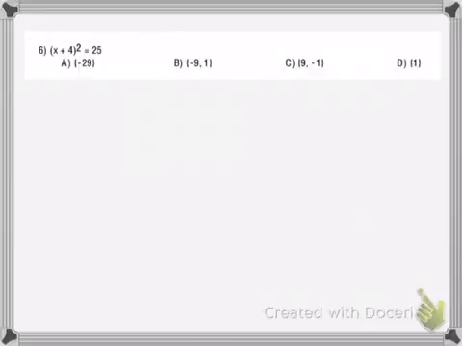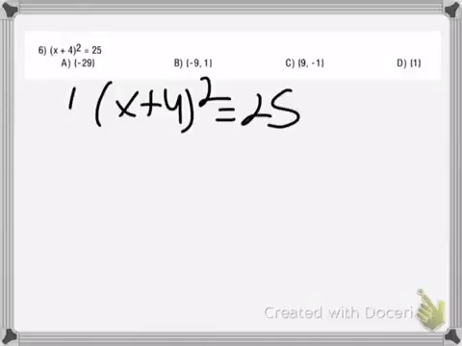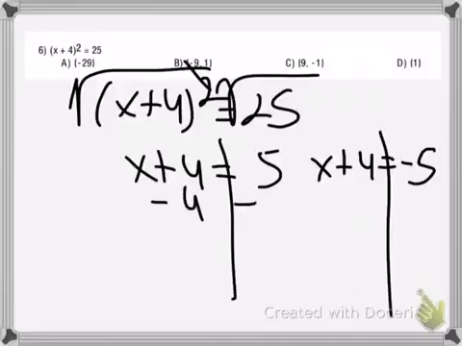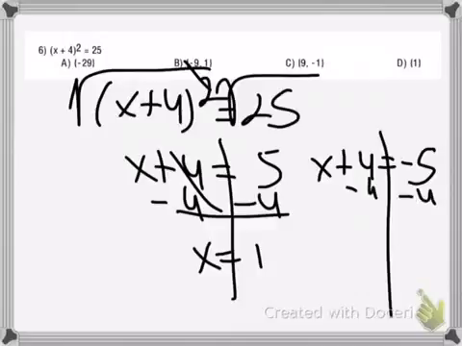Next problem. Find the solutions or solution for this quadratic, or the zeros. So we got x plus 4 squared equals 25. Take the square root. X plus 4 equals 5. X plus 4 is negative 5. Subtract 4, minus 4. X equals negative 9.